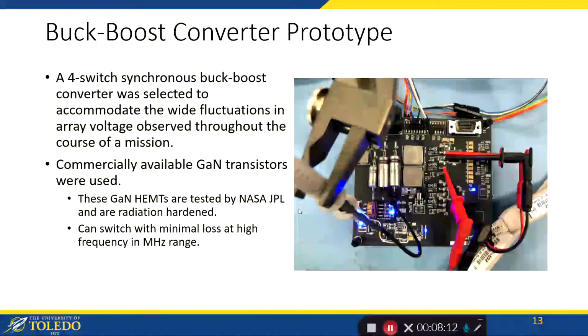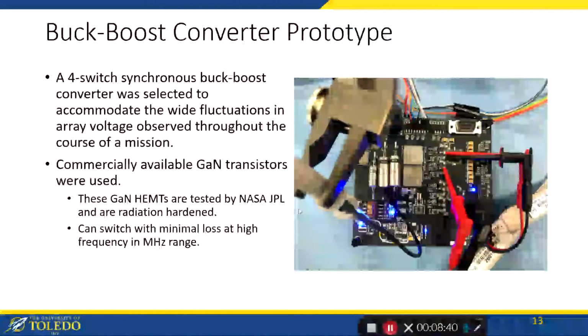This converter was designed using commercially available GaN transistors, and the reason for using GaN transistors was we could switch the converter at very high frequencies with minimal loss. So that's the advantage of using GaN, and these GaN transistors were tested by NASA JPL to be radiation hardened, so they are already built for space use.